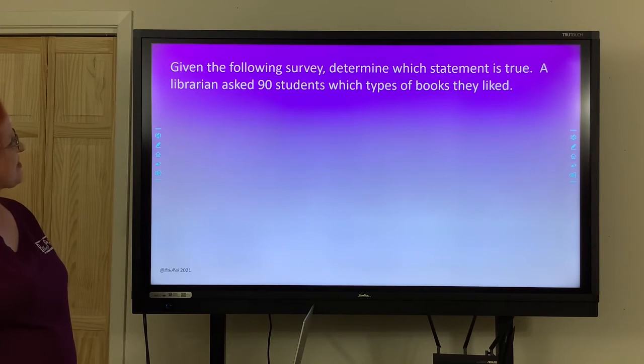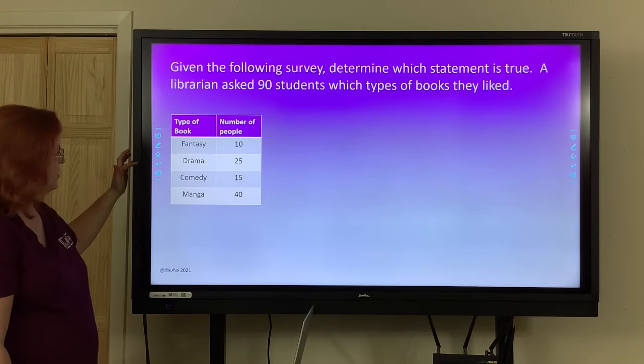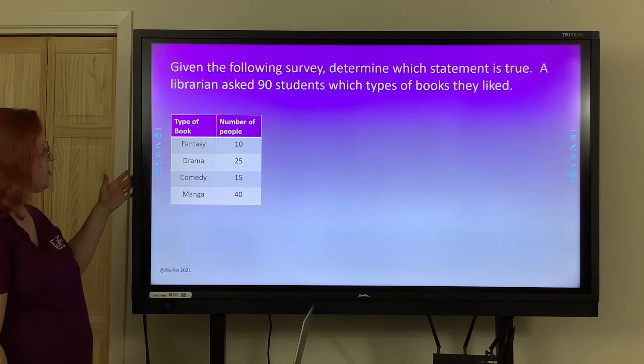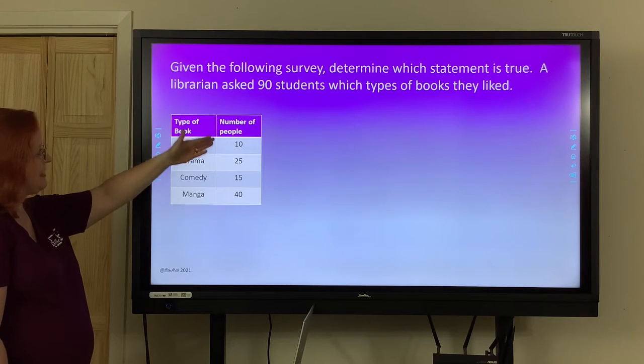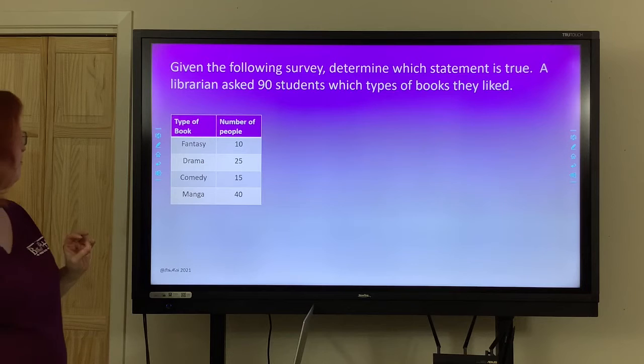Given the following survey, determine which statement is true. A librarian asked 90 students which type of books they liked, and she got the following data: fantasy books, drama books, comedy books, and mangas. So, in her 90 students, 10 liked fantasy, 25 drama, 15 comedy, and 40 manga.